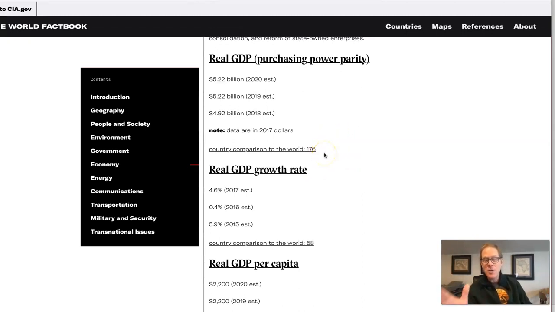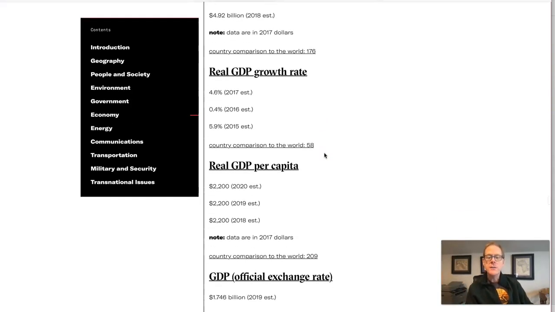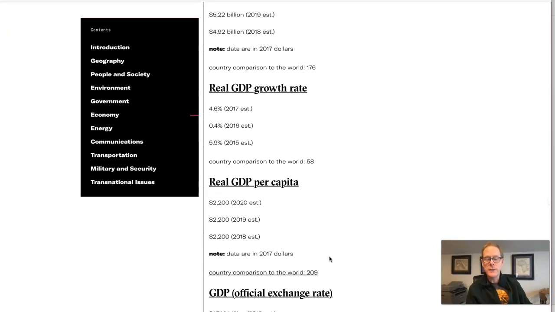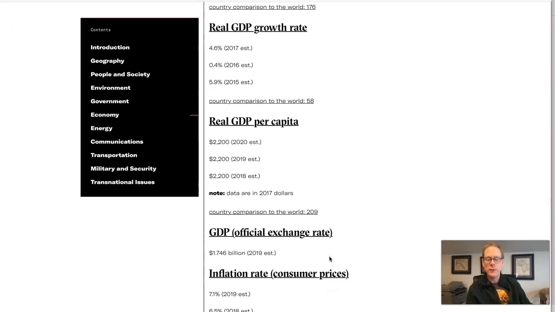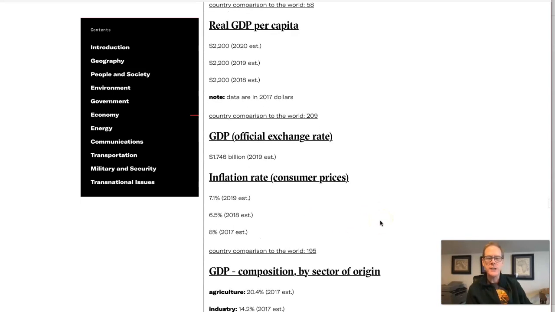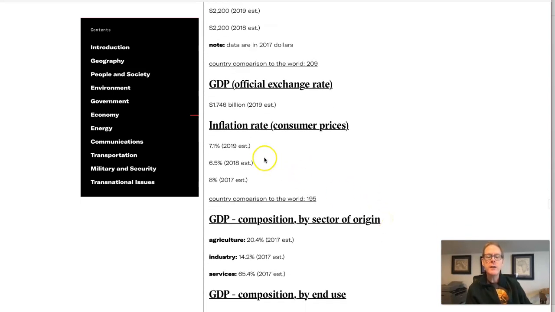Well, Gambia is the smallest country on the African continent, so that doesn't necessarily surprise us, but still GDP per capita, they're ranked 209th, which means they're not doing so well, right? And I assume you know GDP, gross domestic product, a measure of goods and services produced in the country, okay? Inflation rate, well, is actually fairly high.